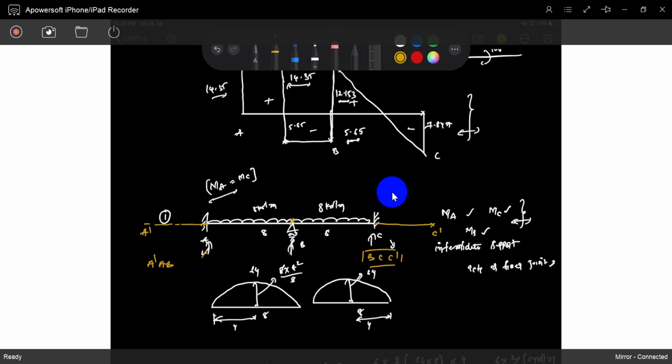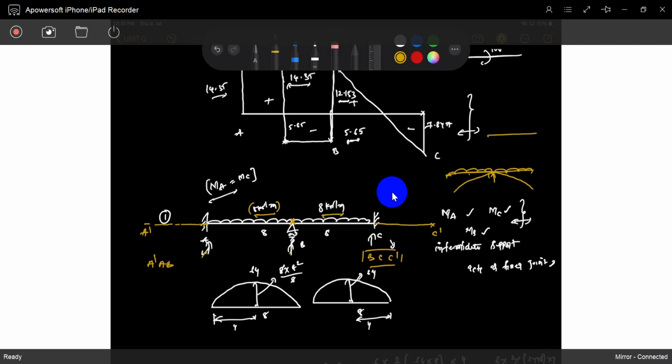It is symmetrical, which means what? The rotation at B is 0, because the loading on the AB span and the BC span is the same, equally distributed. If it is equally supported, how will it deflect? It will deflect like this, no? So there is no rotation at B because it is exactly in the center.